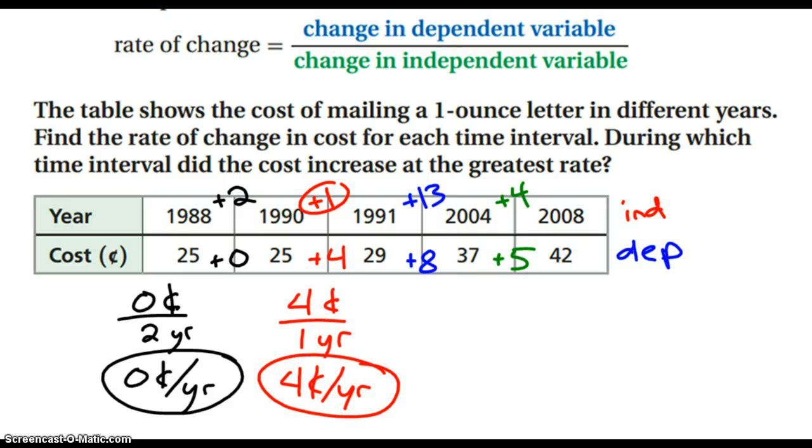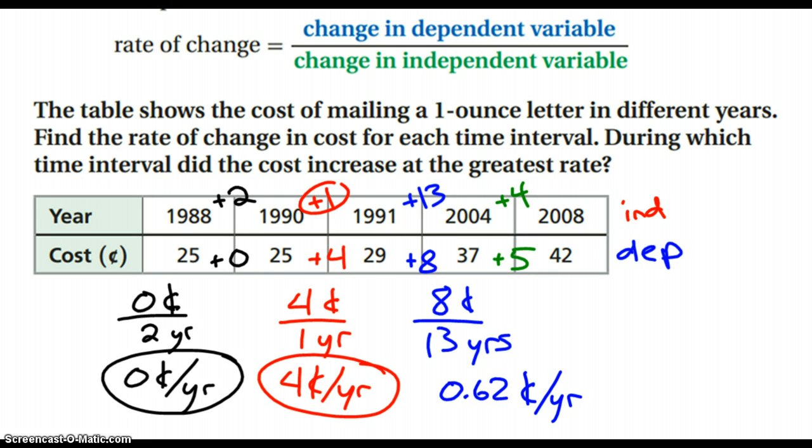Now we have an 8 cents increase over 13 years. Okay. Now in order to do this one, we're going to have to pull out the calculator. And if you do 8 divided by 13, you get a big, long, rational number. It's 0.615 something. So I'm going to round that to 0.62 cents per year increase. So that means every year between that interval, the price went up by 0.62 cents.